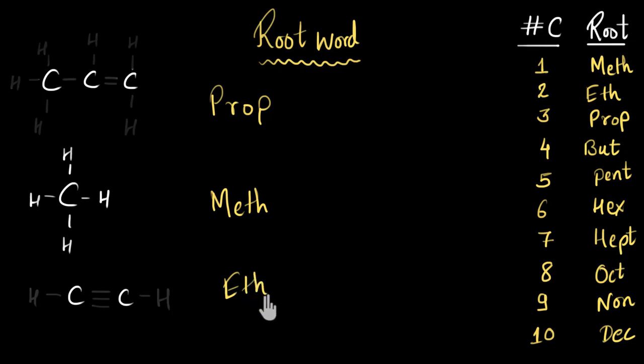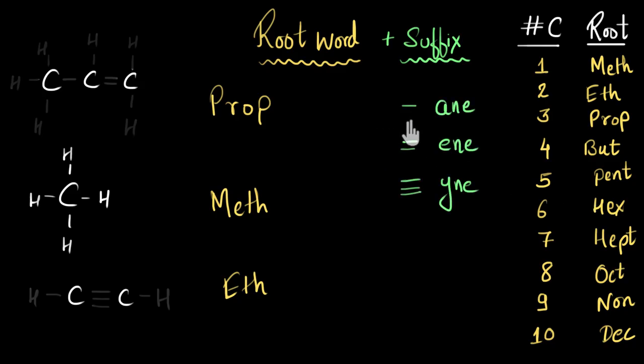Eth. Now let's talk about the suffix. This is a word that gets added to the root word, and it denotes whether the molecule belongs to the alkane, alkene, or alkyne family. For example, if there are only single bonds between the carbon atoms, that means the molecule is an alkane and will have the suffix "ane" added to the root word. If there is even one double bond between 2 carbon atoms, that means the molecule belongs to the alkene family and will have the suffix "ene" added to the root word. And if there is even one triple bond, that means the suffix will be "ine."